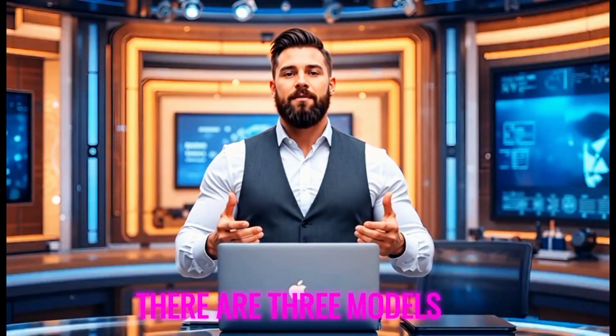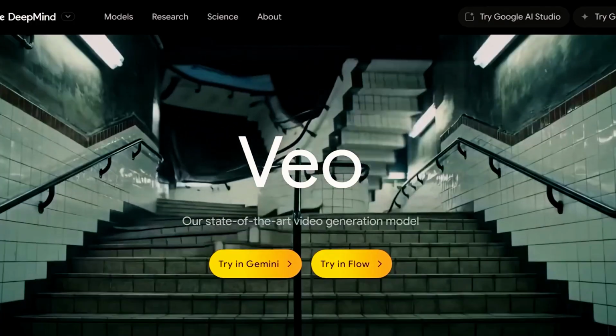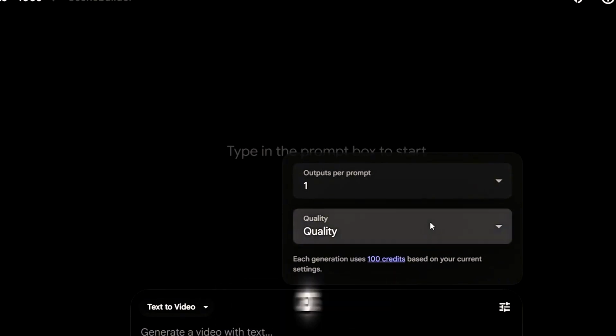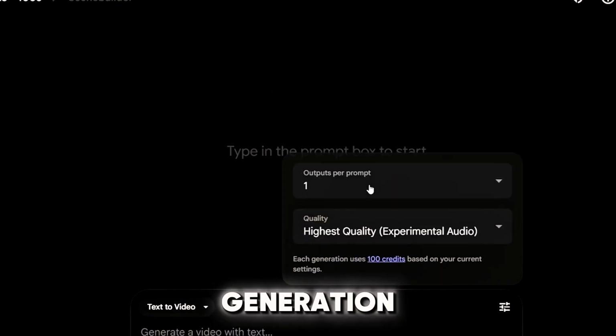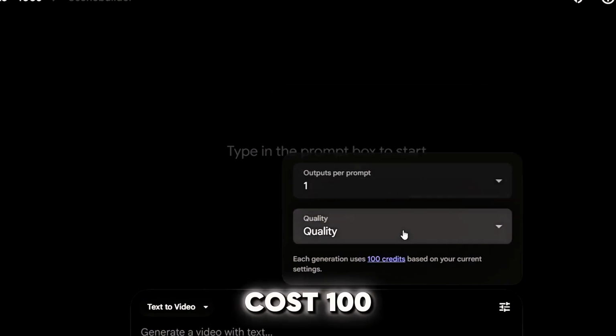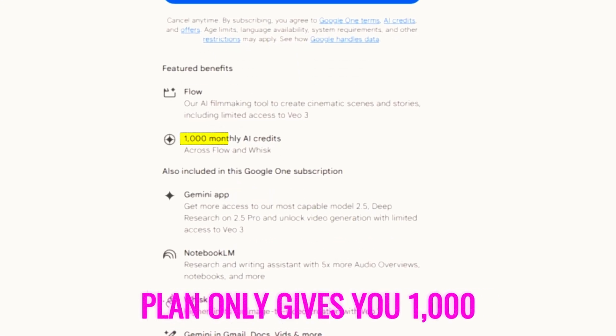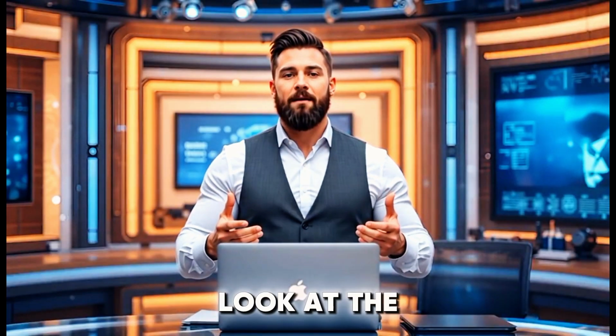There are 3 models to choose from. The first 2 use Veo V2, and the last one uses their latest V3. The fast V2 model is light on credits, just 10 per generation, while the V2 quality and V3 models cost 100 credits each. That's important because the Pro plan only gives you 1,000 credits, which means you can only make 10 V3 videos unless you upgrade. Now let's look at the result.